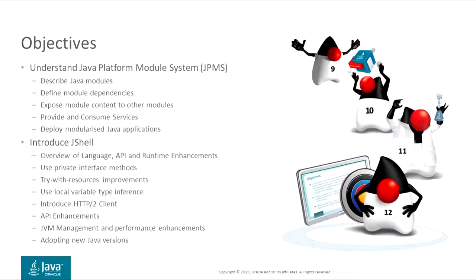Another interesting feature is the use of a tool called JShell, which is a kind of command line scripting tool we could use with Java. And then there's another section in the presentation which talks about a variety of different language, API, and runtime enhancements, including the use of private interface methods, try-with-resources improvements, local variable type inference, the introduction of the HTTP2 client, various API enhancements, Java virtual machine management, and performance enhancements.